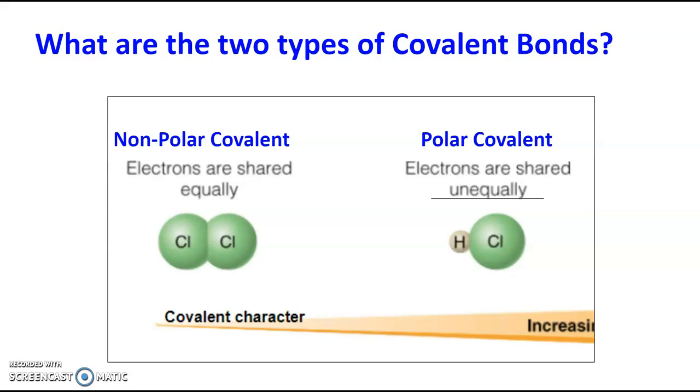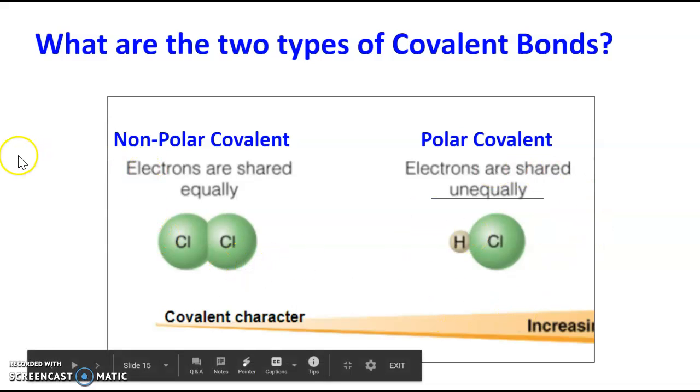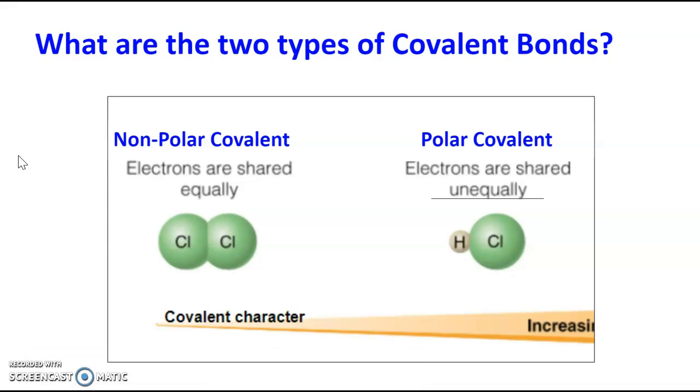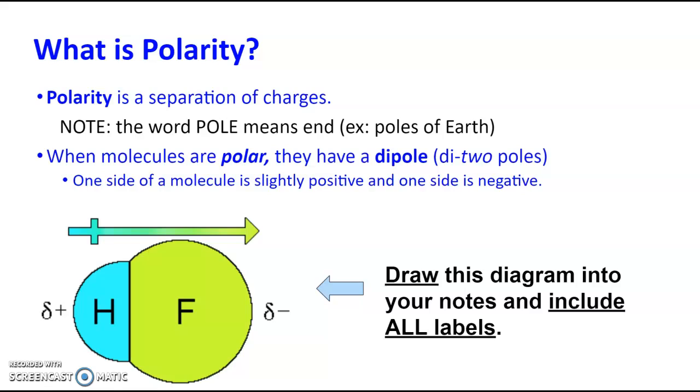All right, so basically this means there are 2 types of covalent bonds. Nonpolar covalent, where the electrons are equally shared, and polar covalent, where the electrons are unequally shared. So I would go ahead and write this down. Draw yourself a little picture of our 2 examples so that you have an example of a polar and a nonpolar covalent bond.